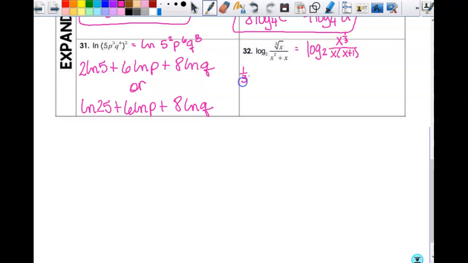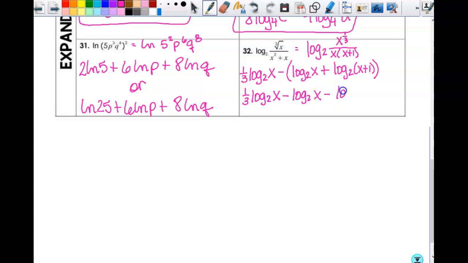So again, 1/3 times log base 2 of x minus, and then I need parentheses here because I'm subtracting the whole denominator. This is going to give me log base 2 of x plus log base 2 of x plus 1. Okay? So minus everything in the denominator, and then I have to distribute that negative sign. So this will give me 1/3 log base 2 of x minus log base 2 of x minus log base 2 of x plus 1. Okay, make sense? Because it's being divided by both of those things, so they're both subtraction.